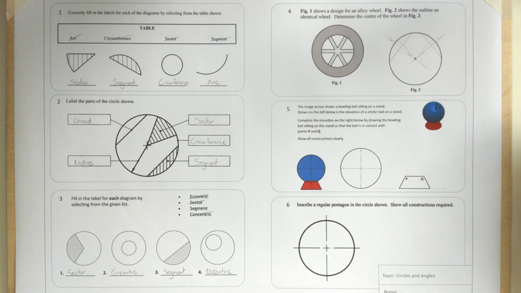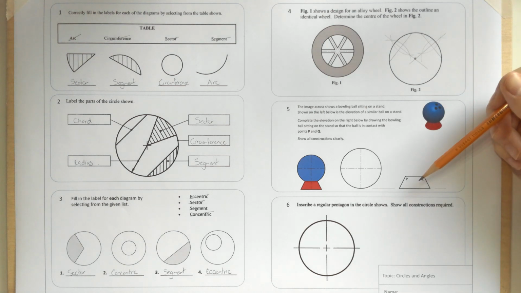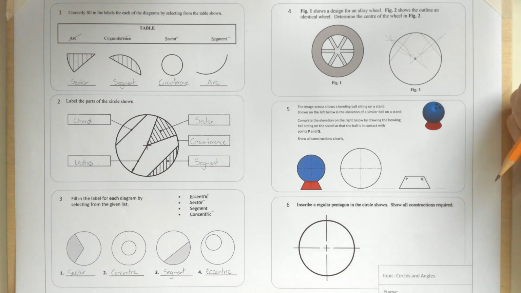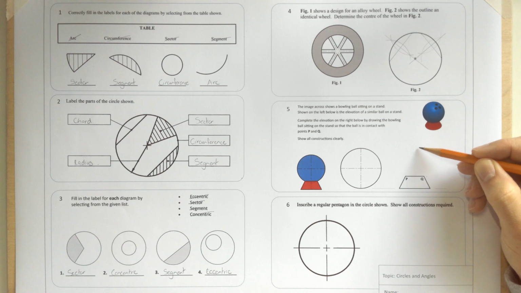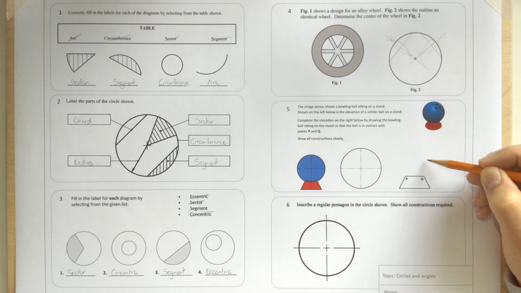Question 5, the image across shows a bowling ball sitting on a stand. Shown on the left below is the elevation of a similar ball on a stand. So that's it down here at the bottom. Complete the elevation on the right below by drawing the bowling ball sitting on the stand so that the ball is in contact with points P and Q. Show all constructions clearly. So the ball has to sit where it just touches P and Q, and it's going to sit on top of the stand here.